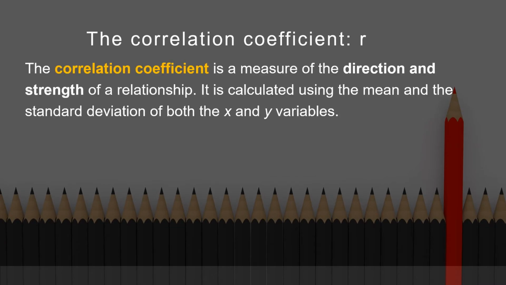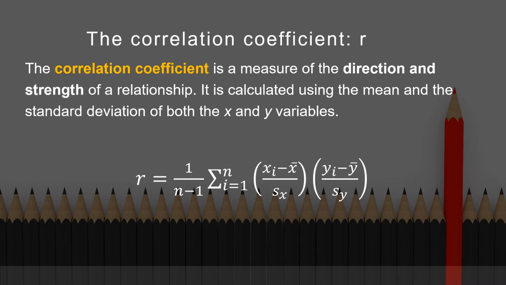The coefficient r is a measure of the direction and strength of a relationship of the bivariate data. It is calculated using the mean and the standard deviation of both the x variable and the y variable, the response variable and the explanatory variable. The formula for this is r equals sigma i ranging from 1 to n of the product (xi minus x bar) by sx times (yi minus y bar) by sy, divided by n minus 1, where x bar and y bar are the means of x and y, and sx and sy are the standard deviations of x and y.